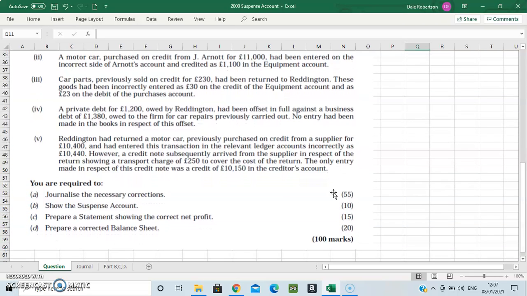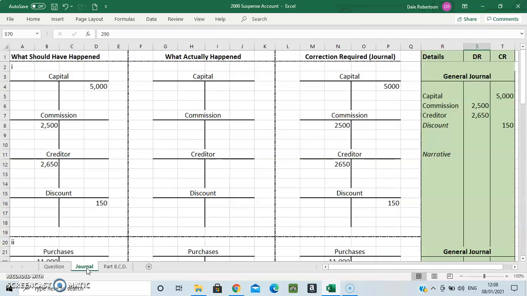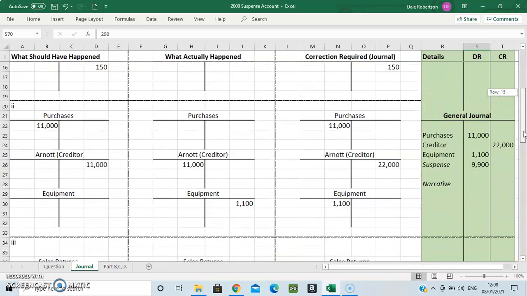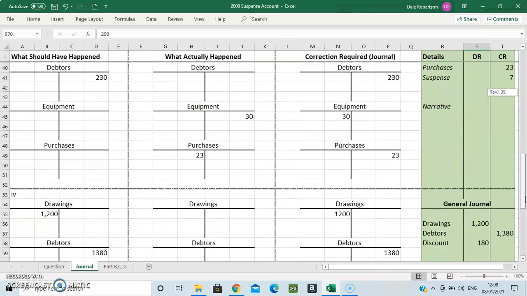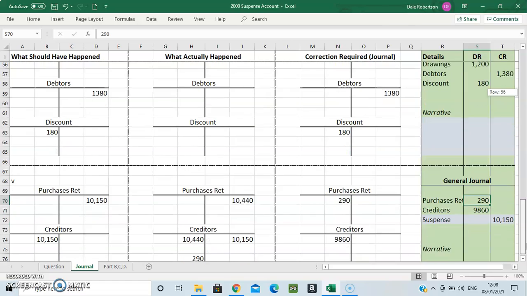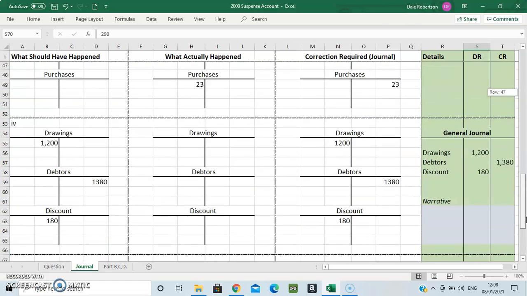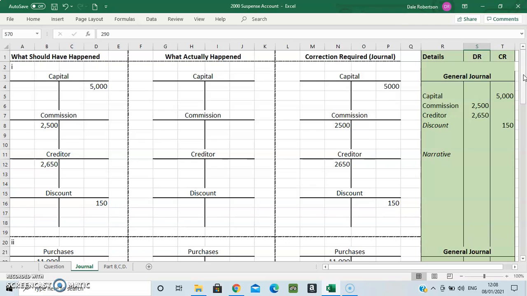And in this video, I'm going to show you how you can get the remaining 45 by doing parts B, C, and D. So you need to have your general journal. This green panel on the right-hand side of the screen now is the all-important panel. And you have got 5 different sets of corrections with 5 narratives. The narratives just explain what has been corrected, and those are the corrections that we now need to apply to the remainder of the question.